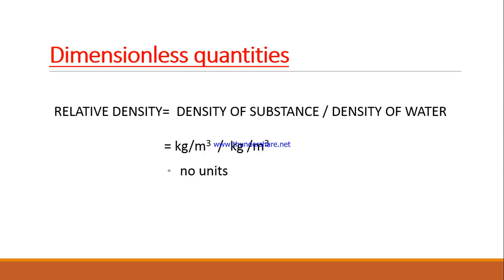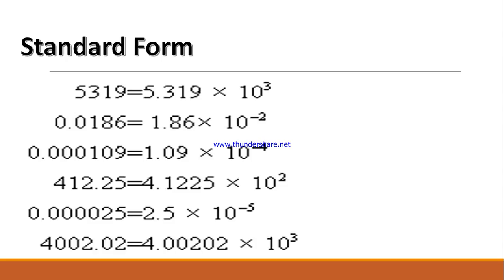Dimensionless quantities basically have no units, and the reason why is because the units get cancelled out. So look at relative density here, density of the substance, which is going to be in kilograms per meter cubed, over density of water, which again is also in kilograms per meter cubed. The units get basically cancelled off, so we end up with no units.